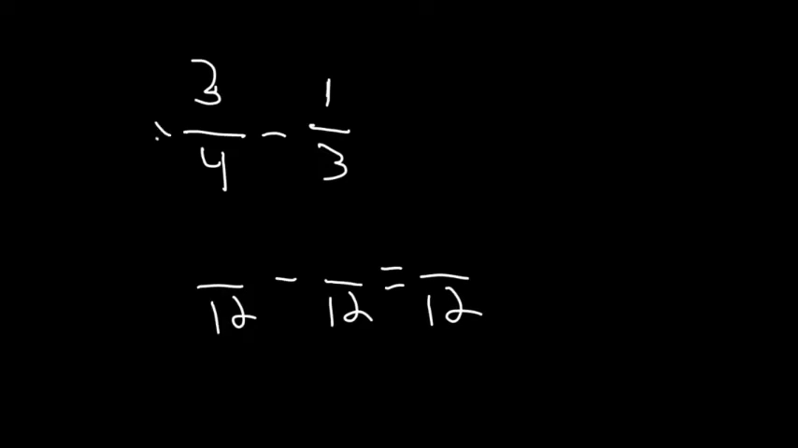So 4 times 3 is 12, and 3 times 4 is 12. So 3 times 3 is 9, 1 times 4 is 4, and then just subtract your numerators. 9 minus 4 is 5. 5/12 can't be reduced, so you're finished with that one.